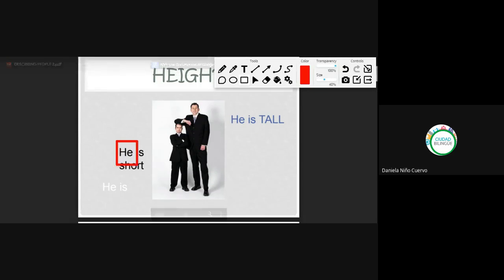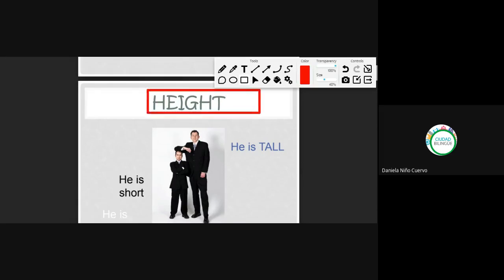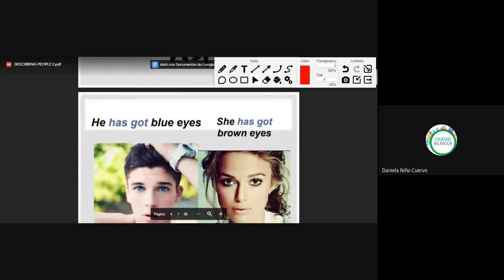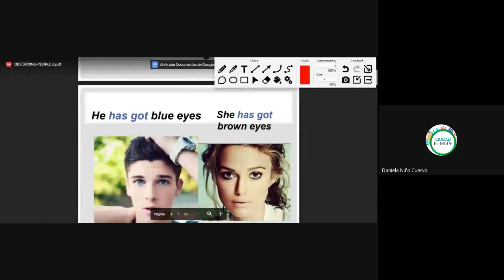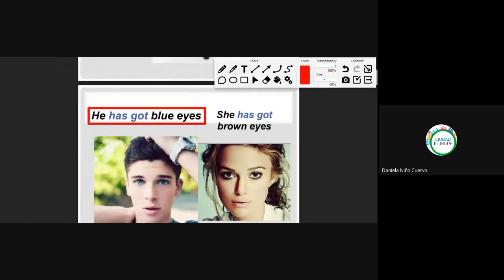He is short. He is tall. Right? The contrary. This is the height. Altura. We continue over here. He has got blue eyes. She has got brown eyes. Remember this structure, has got, esto quiere decir tiene, right? He has got blue eyes, she has got brown eyes.